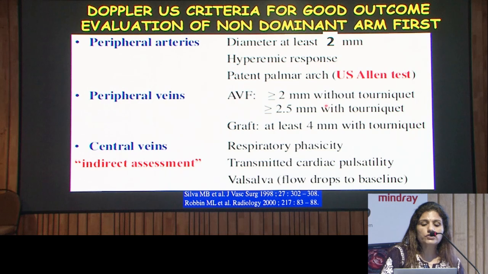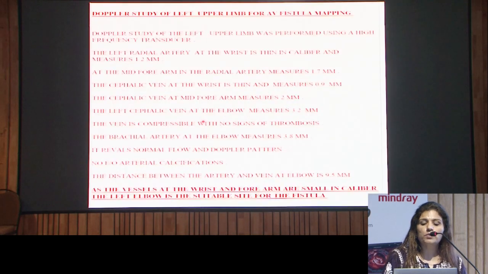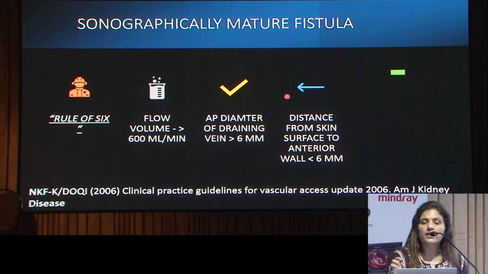Peripheral veins, with tourniquet, it is only done with tourniquet. So the diameter of the peripheral veins needs to be more than 2.5 millimeters, and central venous patency needs to be mentioned. So this is how we report. Your report should have all the diameters, whether it is a healthy vessel, any atherosclerosis present, distance of the artery and vein from the skin surface, and whether there is any central occlusion present.